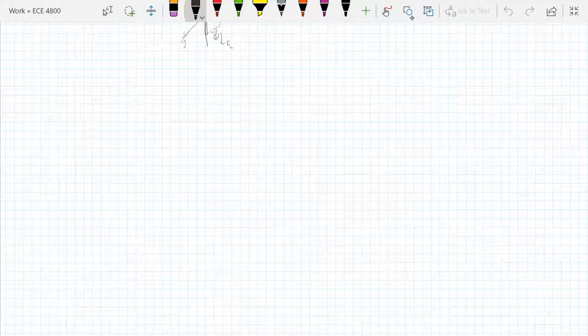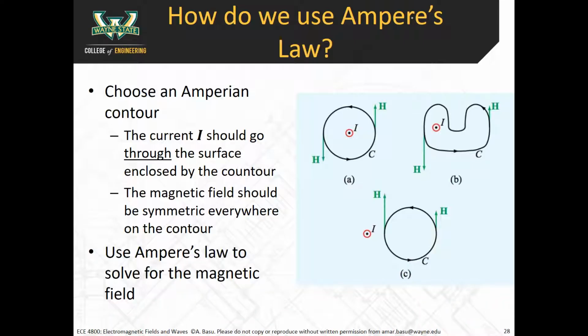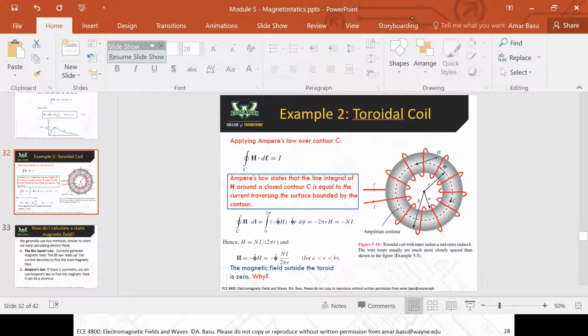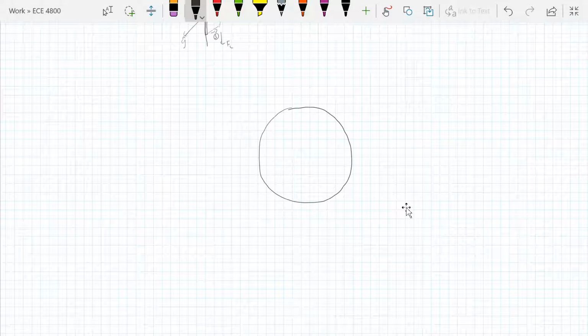So the circle, the Amperian contour that we just drew, it looks like this. Notice that the circle is going through the middle of the donut, okay? So the only current that goes through it is the current on the inside of the donut. The currents on the outside are not counted because they're not in our contour. So this is the contour, C.